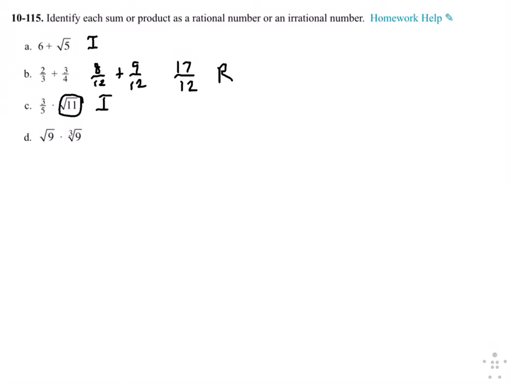And the last one, we have the square root of 9 is 3 times the third root of 9. Now, the third root of 9 is not a perfect cube. A perfect cube is 8, right? Because the cube root of 8 is 2, right? Another perfect cube would be 27 because the cube root of 27 is 3, right? So this is not, so it's irrational.